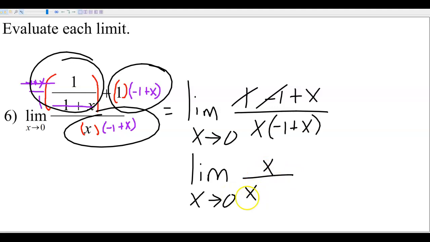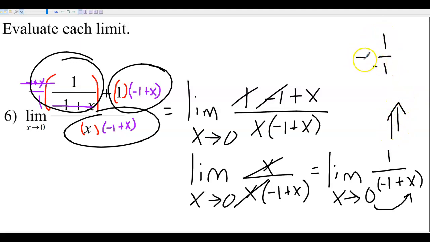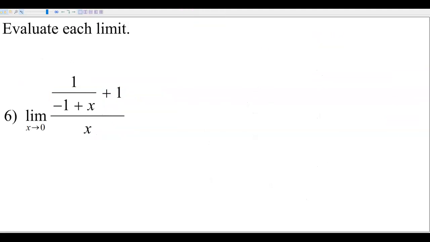Now I've got x over x times negative 1 plus x. And what happens here is those x's cancel out because they reduce each other away. And that step was very important because now that x on the bottom is what was preventing us from being able to plug 0 into this fraction. But now that we've removed it, that's called a removable discontinuity, now we can do direct substitution and plug our 0 in, and we end up with 1 over negative 1, which is negative 1. So that's how you do the ones that are complex fractions.